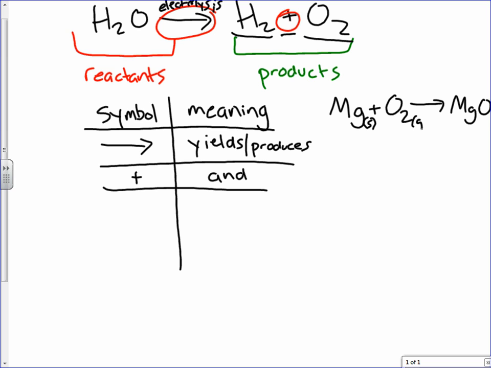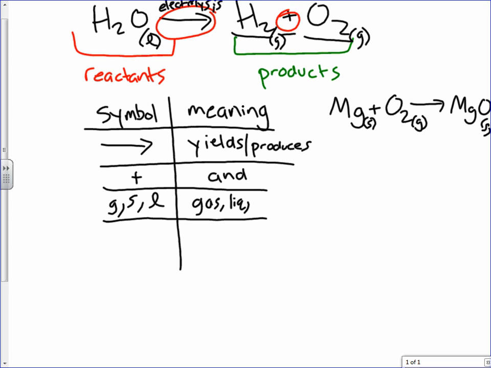Oxygen, O2, is a gas. And the magnesium oxide is over here, but it's also a solid. So up here, we would say water's a liquid that's going to decompose into two gases. Basically, what I'm trying to get you to understand is that for some reason they use the curly L for liquid. I don't know why, but that's what it is. So G, S, and L is gas, solid, and liquid.